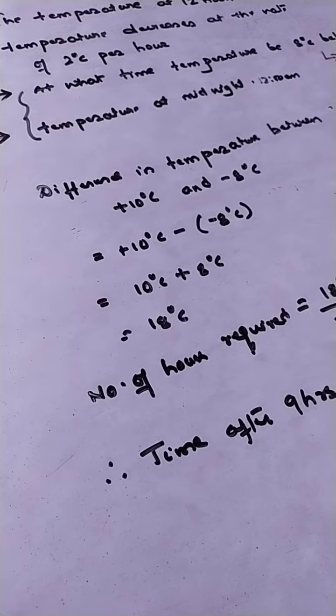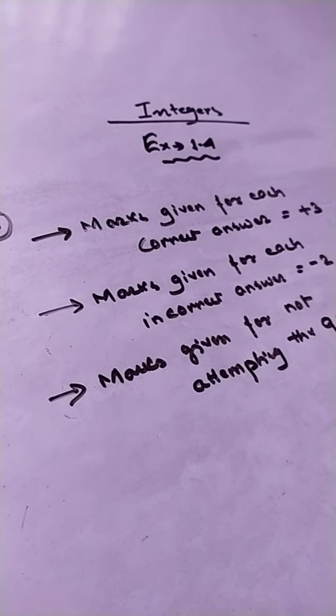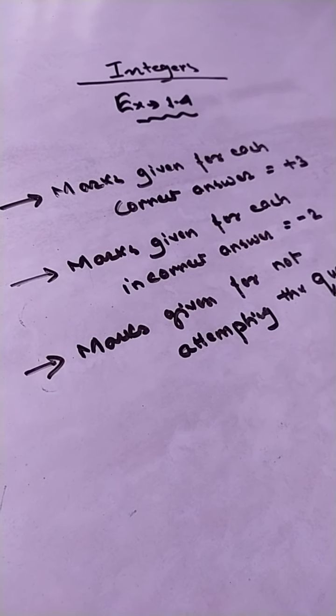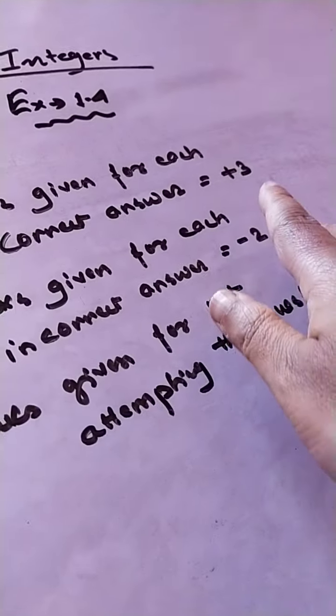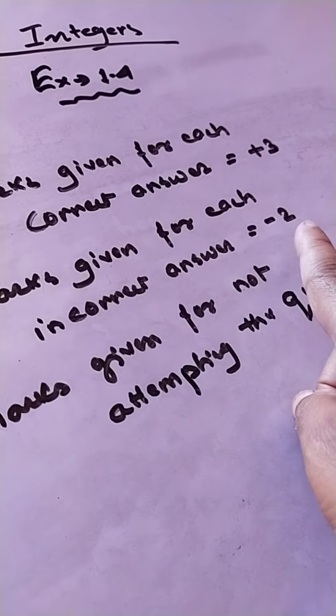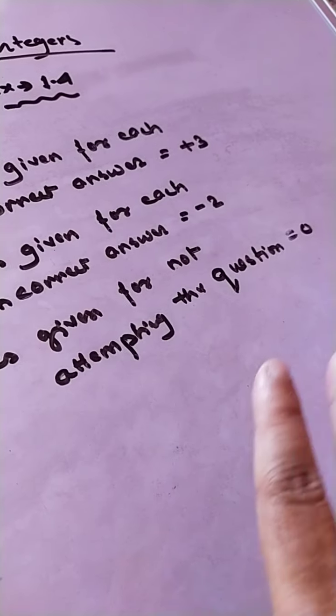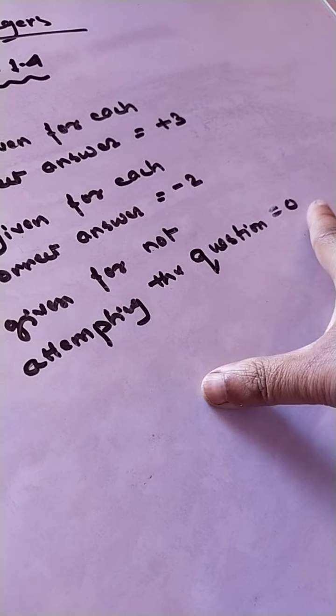Now let's move on to question number 6. This is a brief description of question number 6. They have given that the marks given for each correct answer would be +3. Marks given for each incorrect answer is -2. And if somebody does not attempt the question, then for that he will score 0 points.